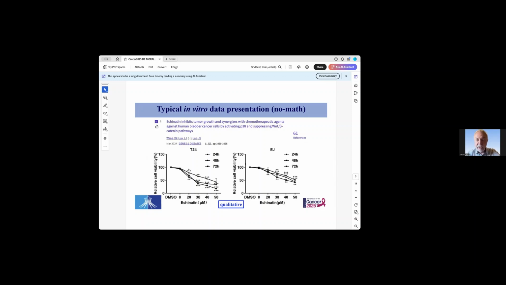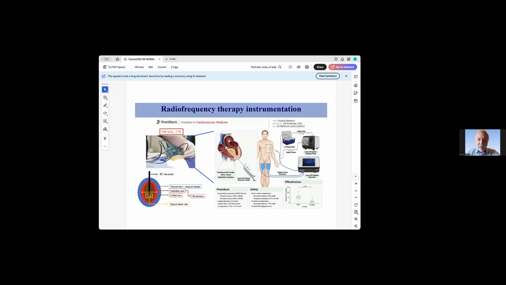So analysis in this case is typically qualitative, and that is what you see these days in the majority of the papers published. However, I want to show you the combination of the radiofrequency therapy and one nanocomposite, and the cell viability assay, and a mathematical model to describe this.